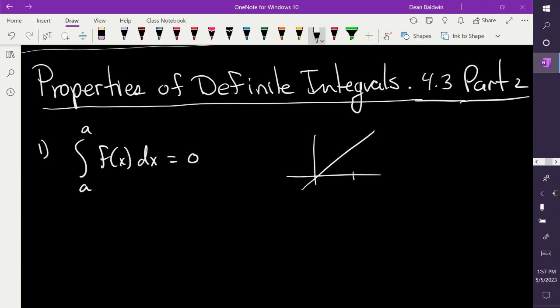It doesn't matter what the function is. If I call that a, what's the area? Not 1, it's 0, right? Because a is just a number. It doesn't have a width or anything, right? So there's no width to the rectangle, so it's 0. All right.